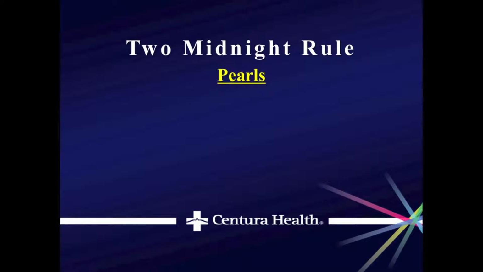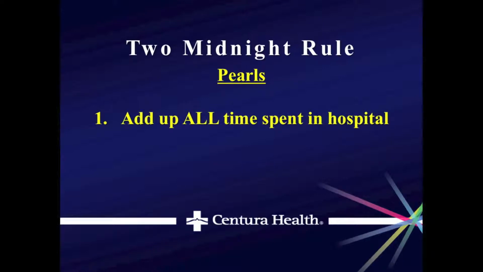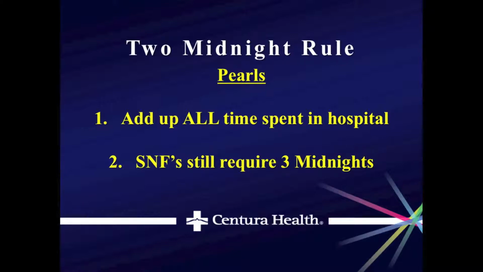2 last pearls. 1, consider all time spent in the hospital, including the ED and observation hours, when calculating the 2 midnight minimum. And 2, skilled nursing facilities require inpatient midnights for placement. Observation midnights do not count towards the 3 midnights needed for a SNF placement. Now let's look at the function of the new admit to inpatient order.